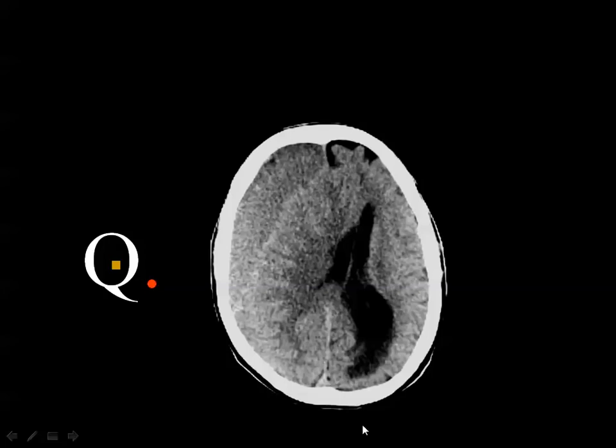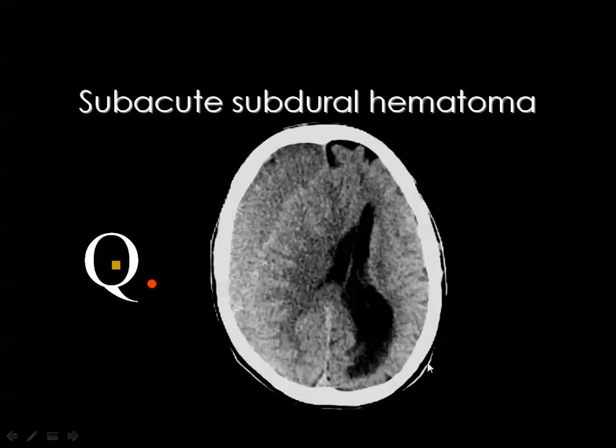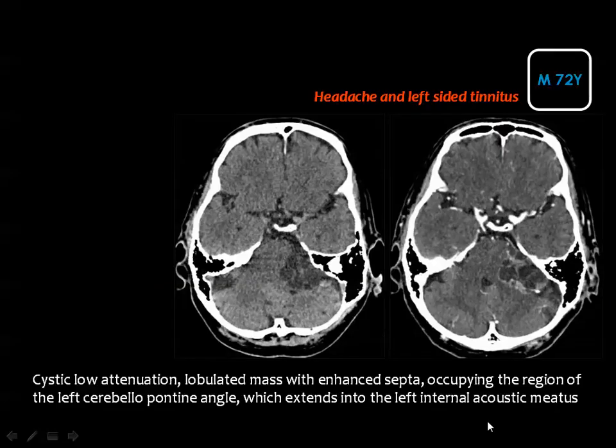Axial CT scan of the brain, soft tissue window without contrast injection, showing an extraaxial iso-intense lesion to the brain parenchyma, diagnostic of subacute subdural hematoma, exerting a significant mass effect.